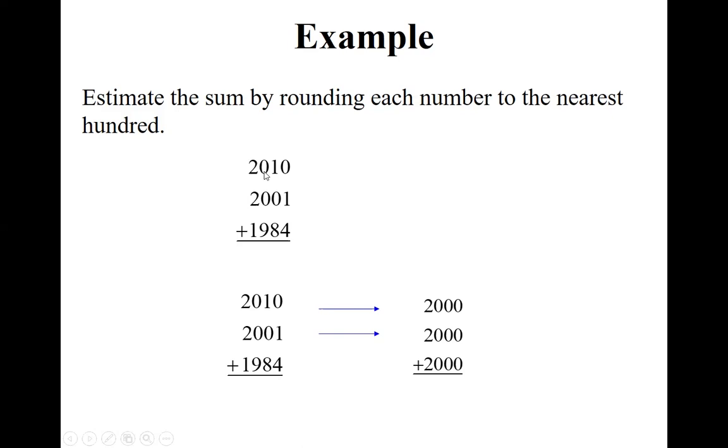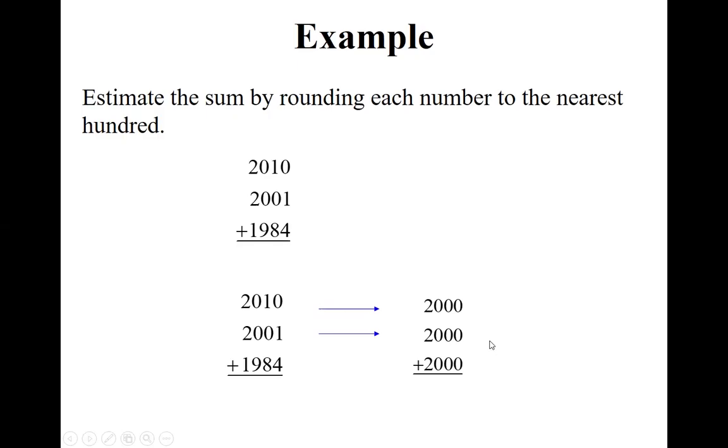Here, the 0 has a 1 to the right of it, so the 0 does not round up, 2,000. Here, the 0 has a 0 to the right of it. The 0 does not round up, so 2,000. And here, the 9 has an 8 to the right of it. The 9 does round up. The 19 bumps up to a 20, 2,000.